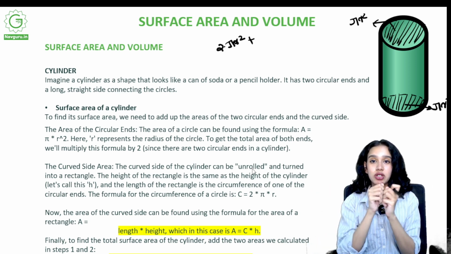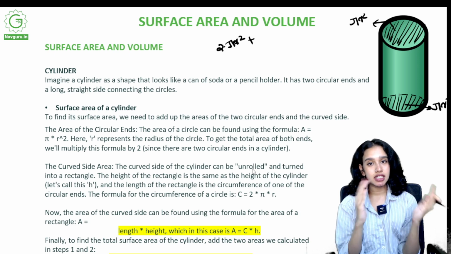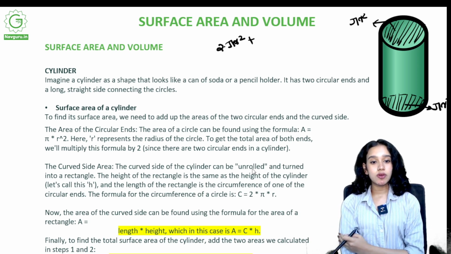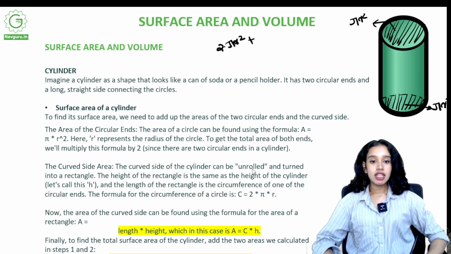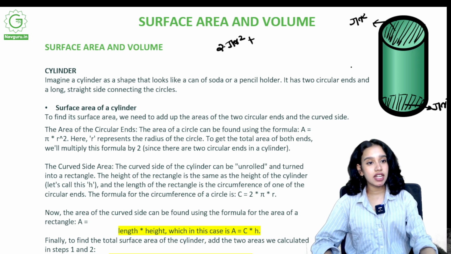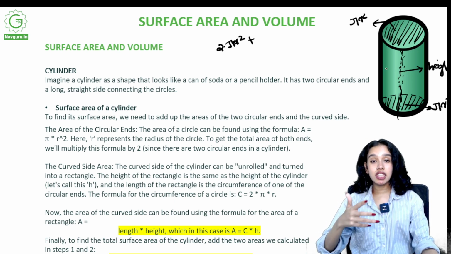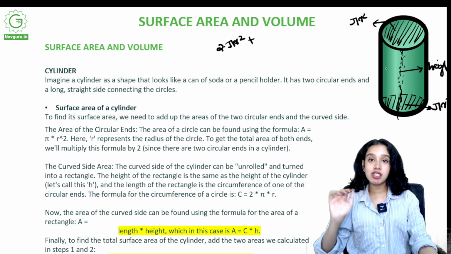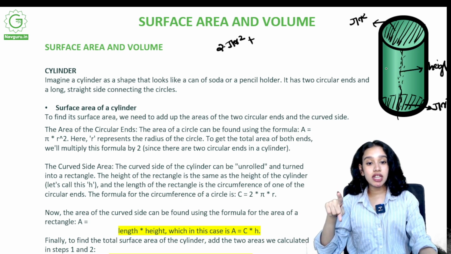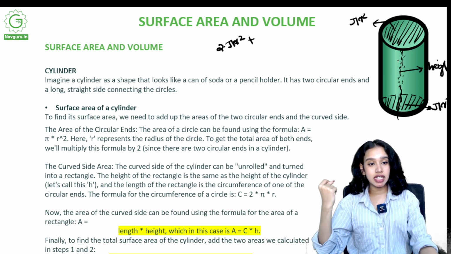The rectangle is wrapped around in a cylindrical way. The height of the rectangle is the same as the height of the cylinder. So this straight line is the height of the cylinder, and this height would be the height of the rectangle we unrolled. And the length of the rectangle is the circumference of one of the ends.